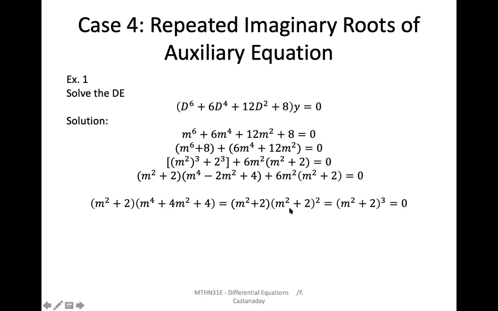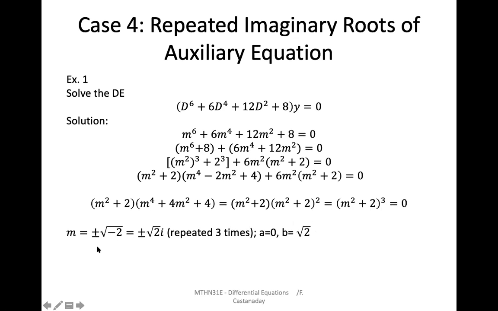So what have you noticed? M squared plus 2 is repeated thrice. If you recheck, the cube of this binomial will give us this equation. Now we are to isolate this one, m squared plus 2, and get the root for that. And that is what? Taking the square root of both sides.